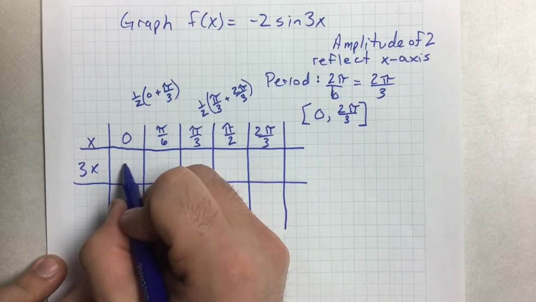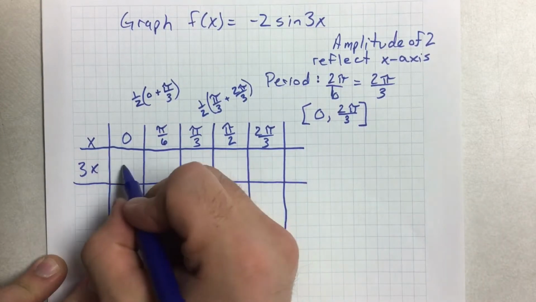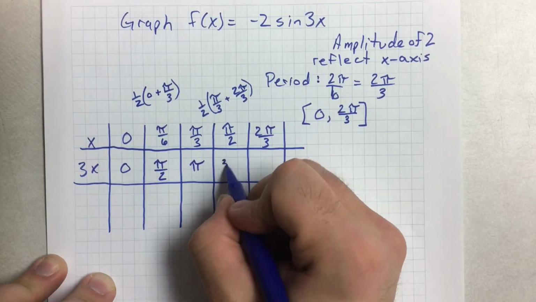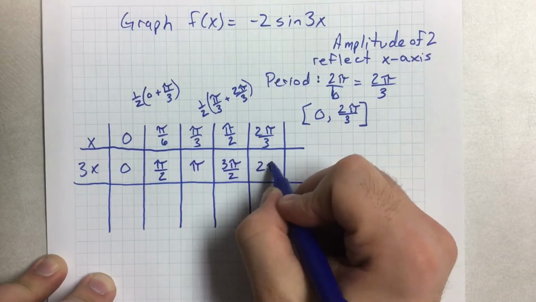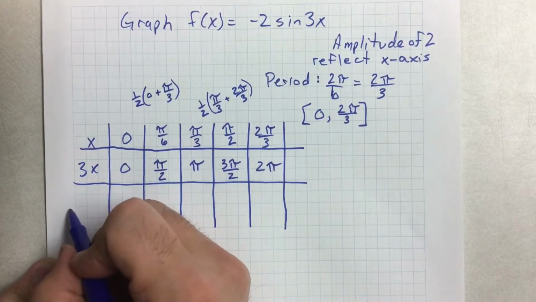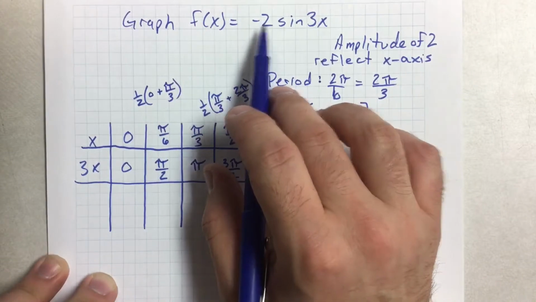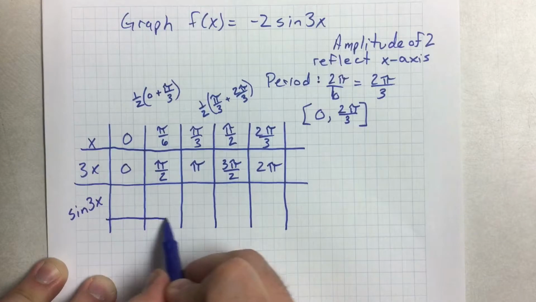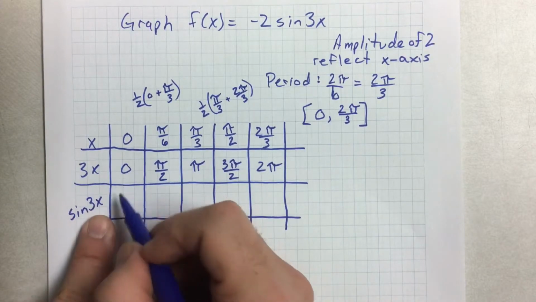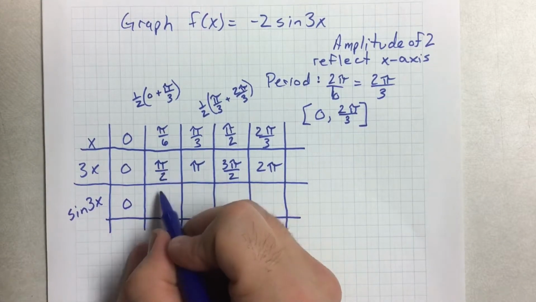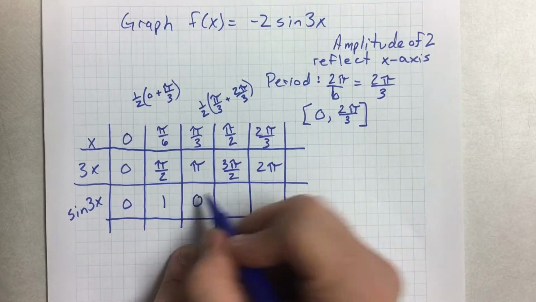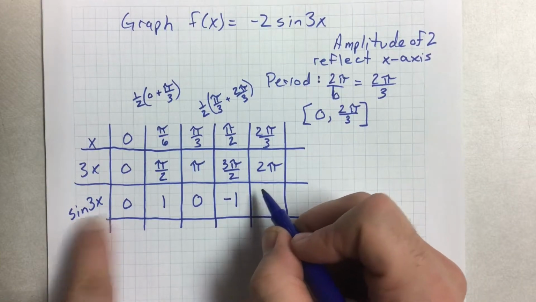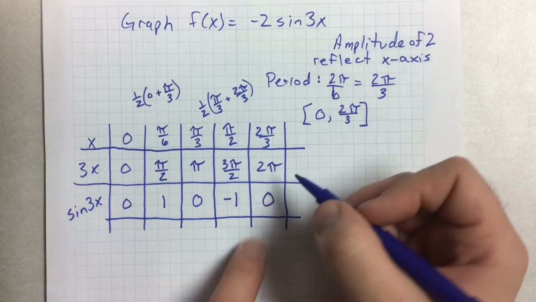So again, I can just fill this in. 0, pi over 2, pi, 3 pi over 2, 2 pi. So then I'm not going to jump right away to -2 sine 3x. I'm going to do sine of 3x first. So I'm going to fill that row in. Sine of 0 is 0. Sine of pi over 2 is 1. Sine of pi, 0. Sine of 3 pi over 2 is -1. And sine of 2 pi is 0.